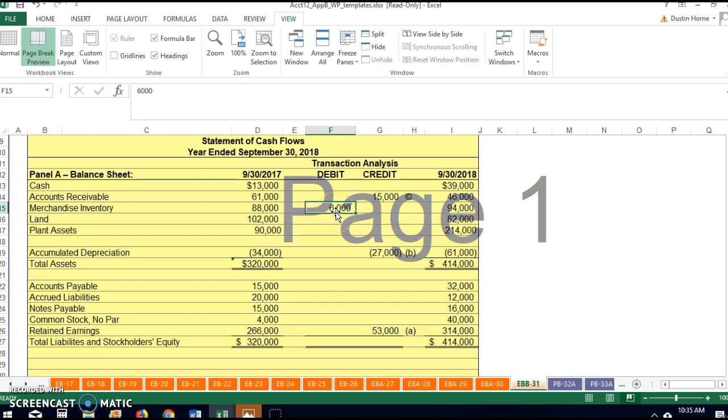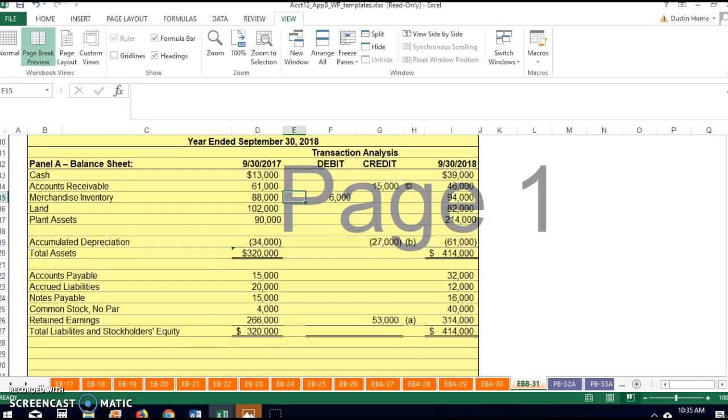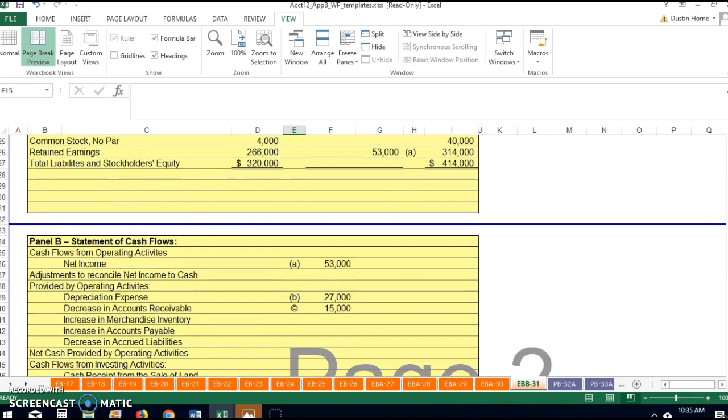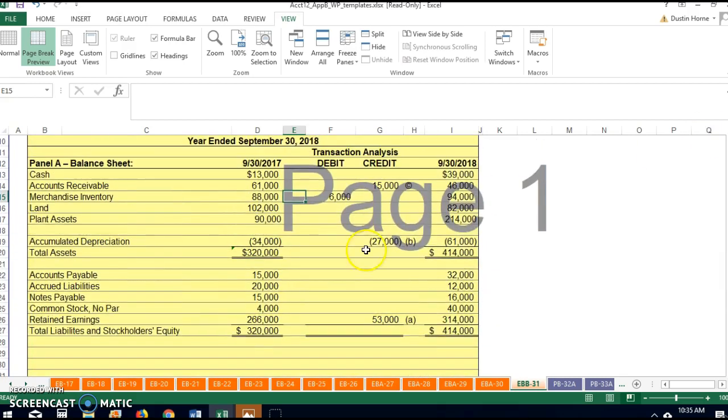I was talking about merchandise inventory and how merchandise inventory increased. So I'm going to pick up there. I believe this is on our statement of cash flows. This is going to be D. So I'm going to put letter D here.